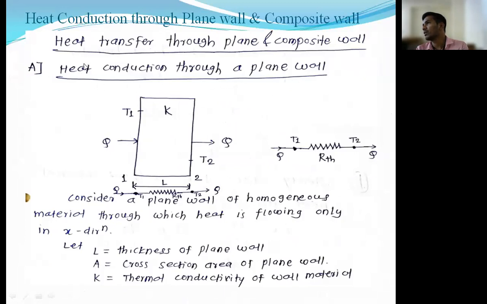Then we discussed the derivation of heat conduction through a plane wall. We considered one plane wall having thermal conductivity k and thickness L. Our aim is to calculate the equation for Q, the rate of heat transfer that takes place through this particular plane wall.